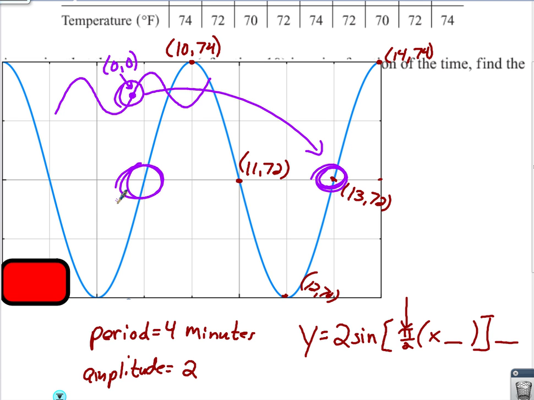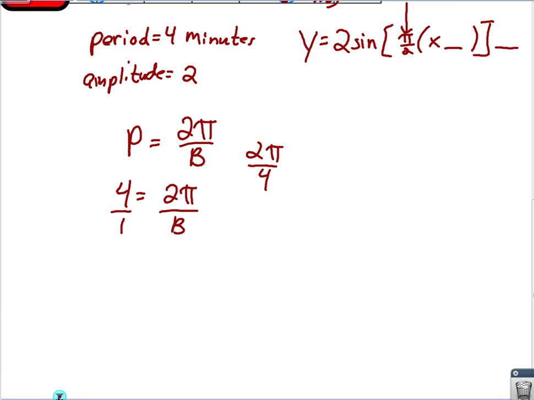So originally, my sine curve crossed 0, 0. That was my equilibrium point, my middle point. But this one's been moved from 0, 0 to 13, 72. And if I want to move that 0, 0 to 13, 72, what do I do to my x? Minus 13. And what do I do at the end? Moved it up 72. There's the graph.